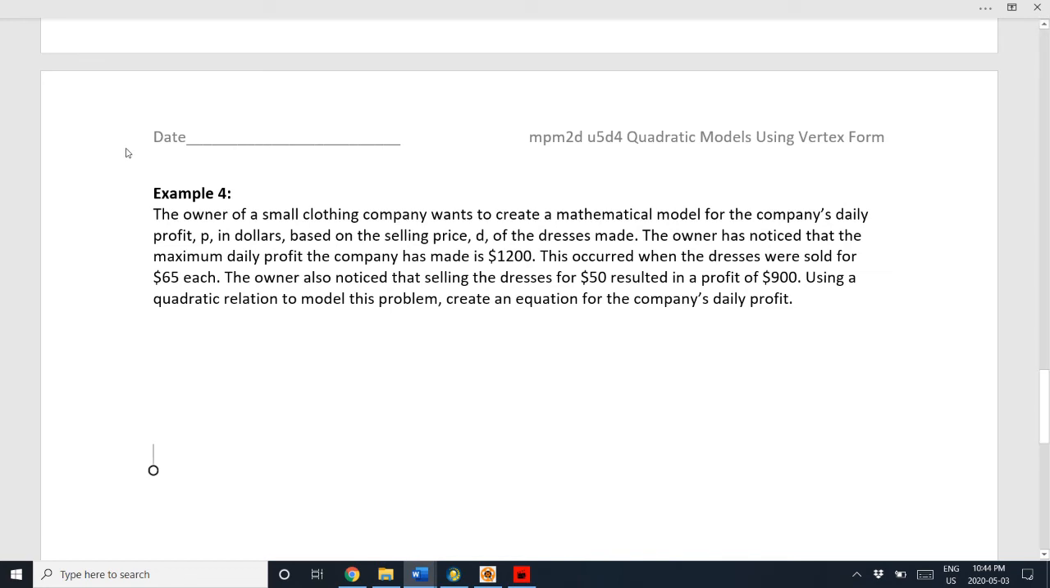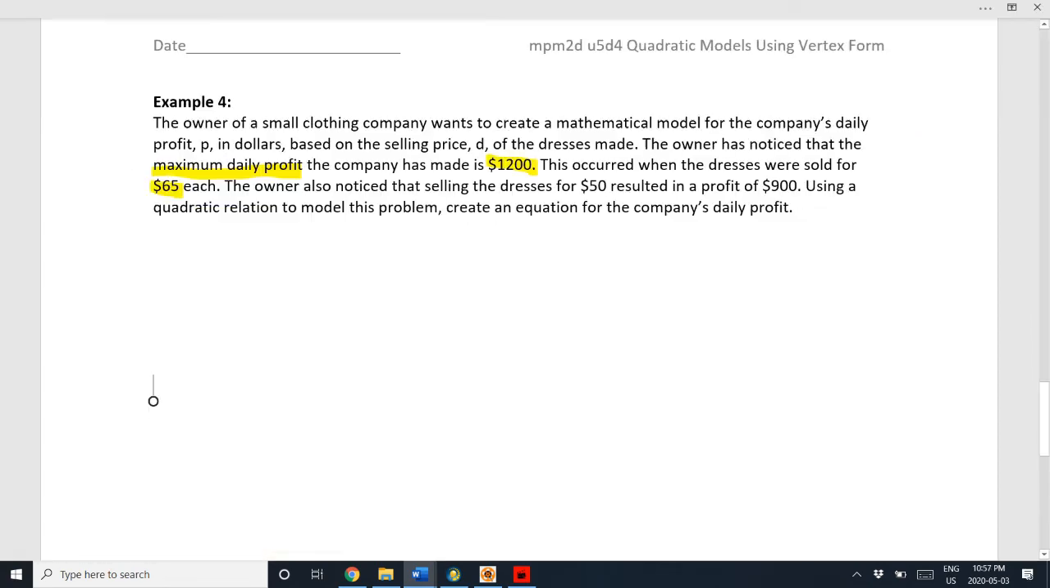So we do know the maximum here that we will make. It says here, the maximum daily profit the company has made is $1,200. This occurs when the dresses were sold for $65 each. So before we go any farther, let me just show you what the equation would look like. We're setting it up in vertex form. So P is our profit. It's going to be equal to a times the value of our dress, where h will be the price that we want to sell our dress at to get our maximum, plus our k value, which is going to be our maximum profit that we're going to make. Okay, so this is going to be where we put the dress price.